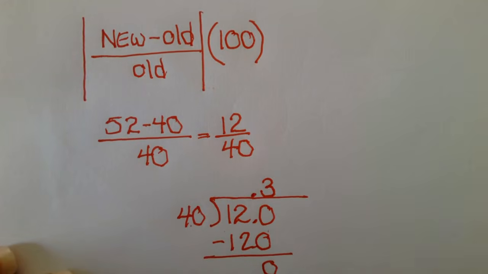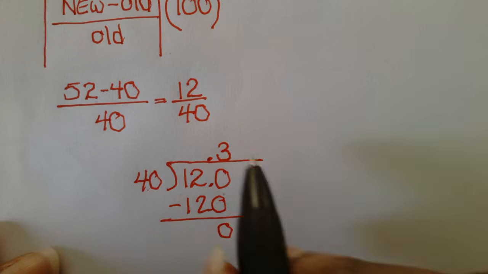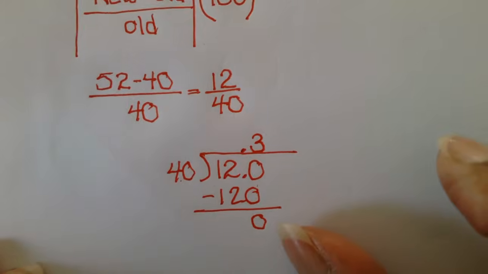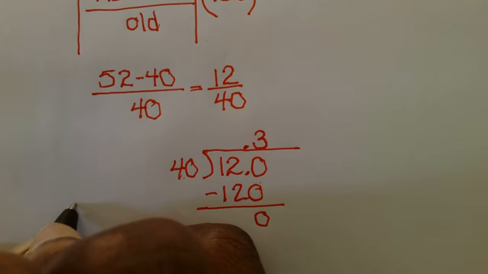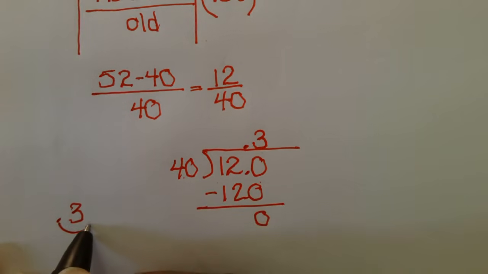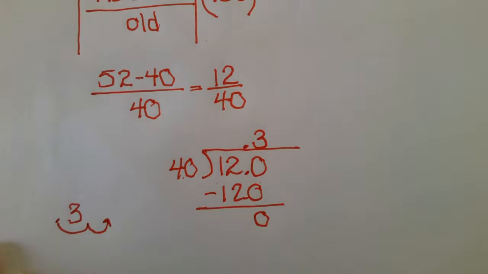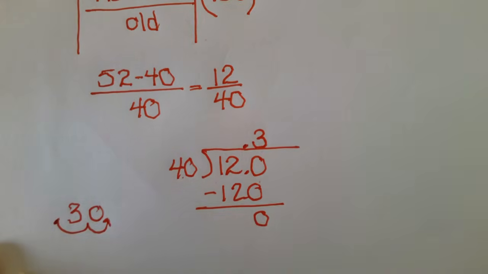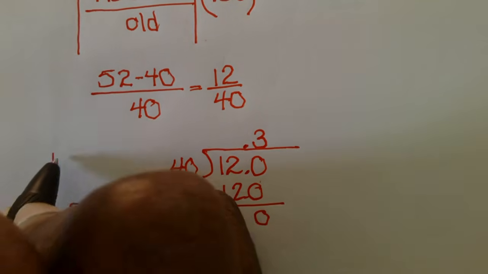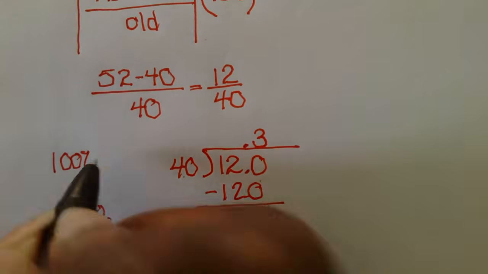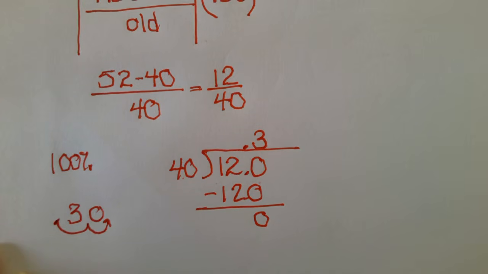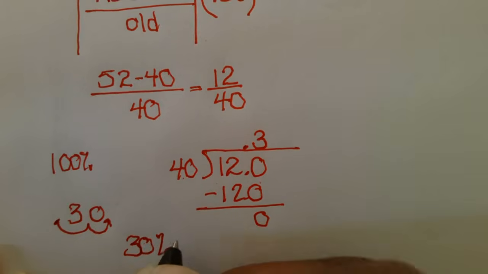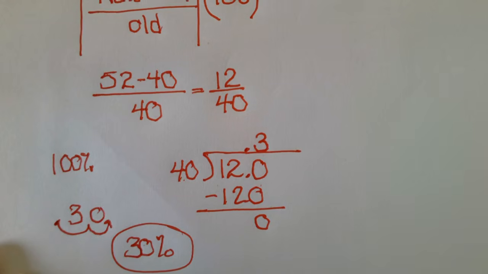Now, as a decimal, you can multiply this by 100, or you can take your 0.3 and just move it 2 places to the right to go from a decimal to a percent. And why am I going over 2? Because 100 has 2 zeros. So you're going to go over 2 times, which gives you, as many of you guys wrote, your 30%. Okay?